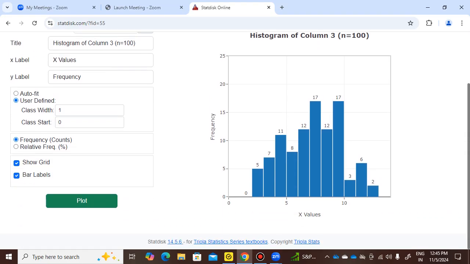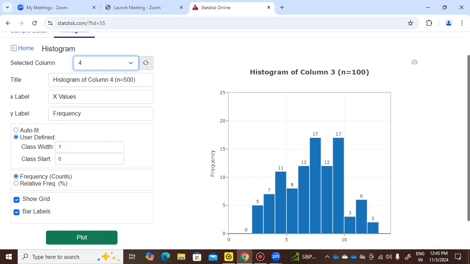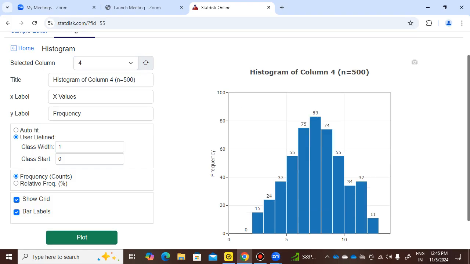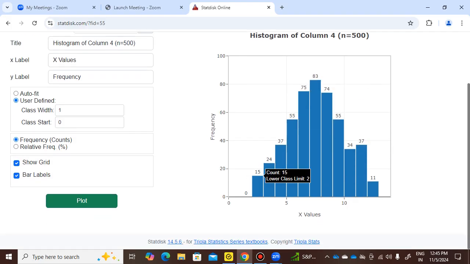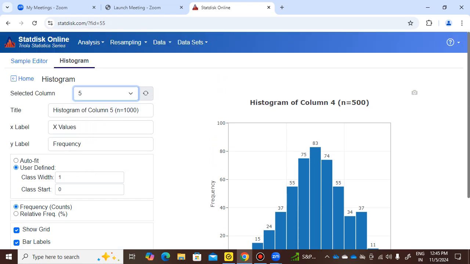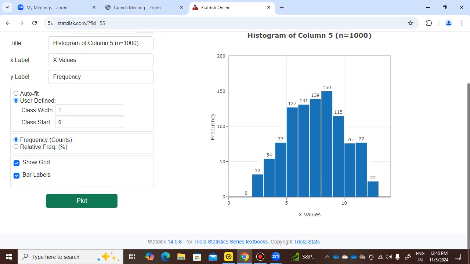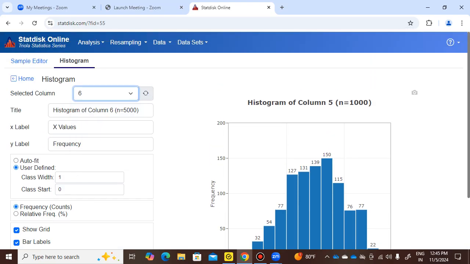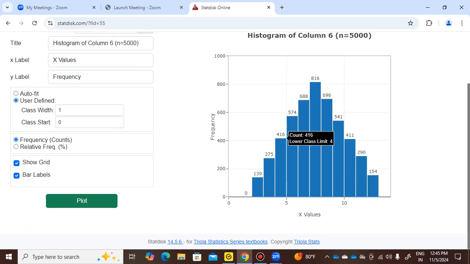Notice that these graphs are not all that great of a bell curve right now. This looks like a decent bell curve, a little high on this side. 74. Okay. Then 1,000. 1,000 doesn't look that good. Our number's gonna be a little bit off. 150. And 5,000. Let's hope that this is a decent bell curve. There we go. Pretty decent bell curve. 696.